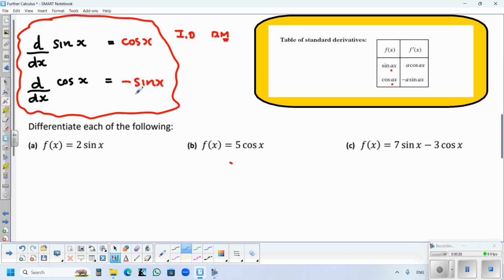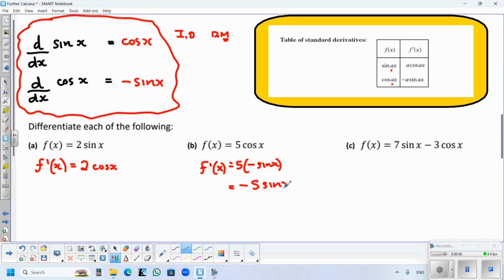So when you're taking your derivative of any function, you can use that wee table. Now here we've got 2 sine x, so the 2 stays where it is, and the derivative of sine x is cos x, it becomes 2 cos x. This one here, we want the derivative f dash x, and there's a 5 there, leave the 5 sitting there. The derivative of cos x is minus sine x, but always tidy that up, so that would become minus 5 sine x.